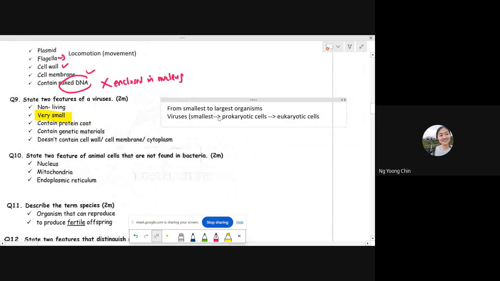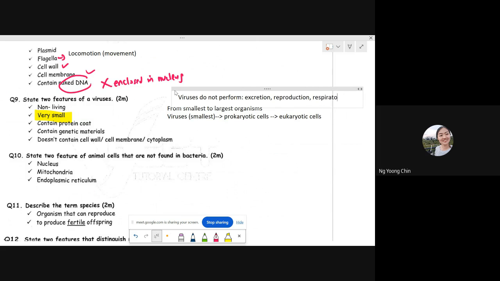And then I hope you know why virus is not classified as a living organism, because the virus is unable to perform the 7 characteristics possessed by living organisms. The virus does not perform the living processes such as excretion, reproduction, and respiration. They don't have these. So they are known as non-living organisms.